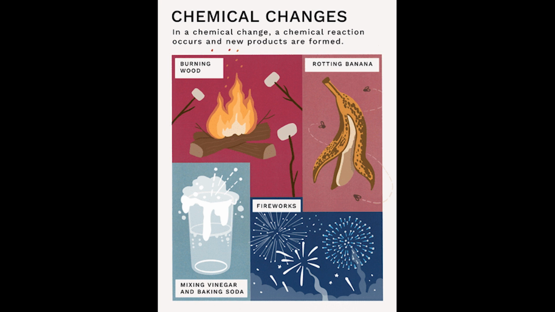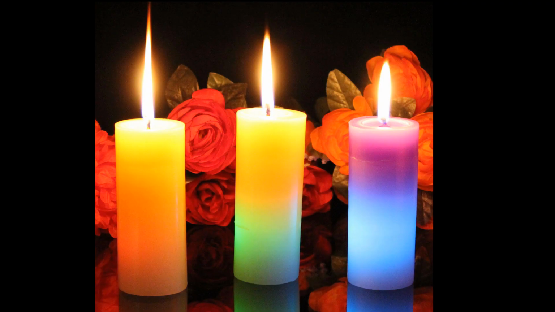Chemical changes. In a chemical change, one or more types of matter change into other types of matter with different properties. A chemical change might cause a release of heat and light, a change in color, or a new smell. Gas bubbles or a solid material may form.